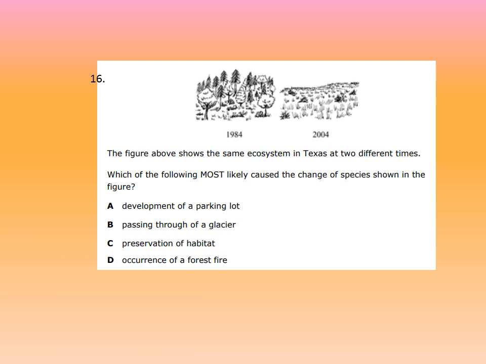Number 16. The figure above shows the same ecosystem in Texas at two different times. Which of the following most likely caused a change of species shown in the figure? A. Development of a parking lot, B. Passing through of a glacier, C. Preservation of habitat, D. Occurrence of a forest fire.